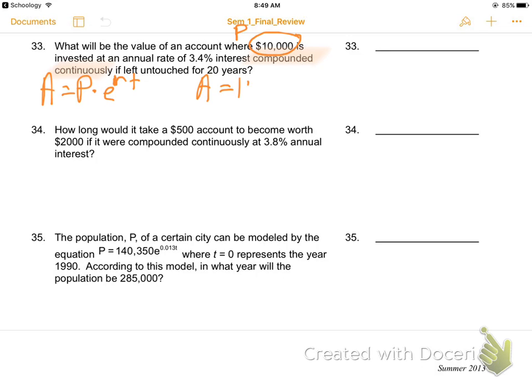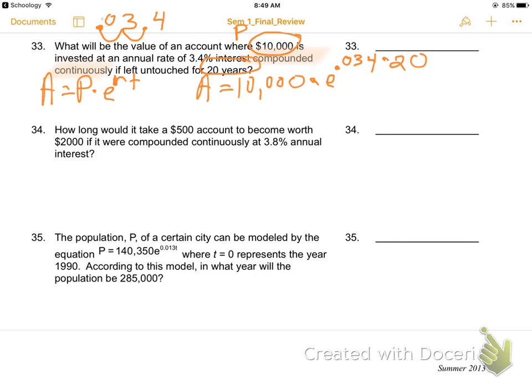Okay, so I end up with A equals $10,000 times e. E is a number, right? My rate, it says 3.4, but remember I have to move the decimal point 2 to the left. So when I do that, I actually get 0.034. So e to the 0.034 power times time. And your time has to be in years, which it is. So my time is 20 years.